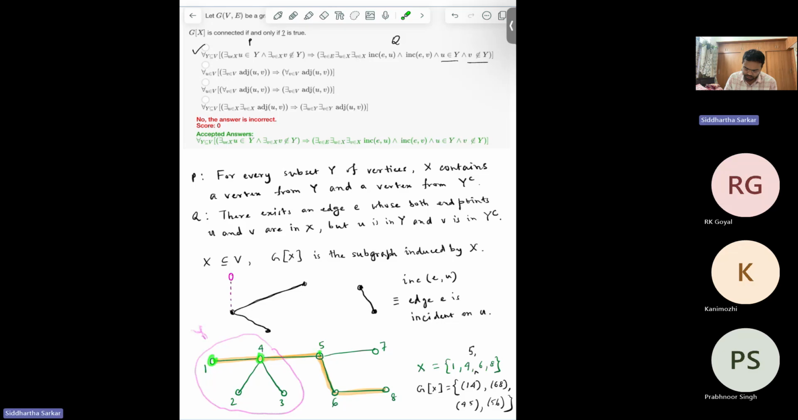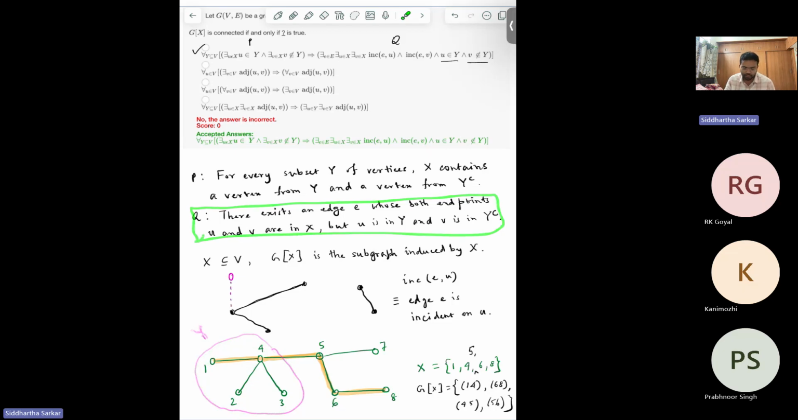So these are my vertices within X. I'm taking this to be Y. Now I have to see X. In X, some vertices are in Y. These two vertices are in Y, and some vertices are outside Y. So this is a valid Y. I'm considering only those Ys for which some of the X vertices are outside Y and some of the X vertices are inside Y. So this is a valid Y. Now with this Y, Q must be true.